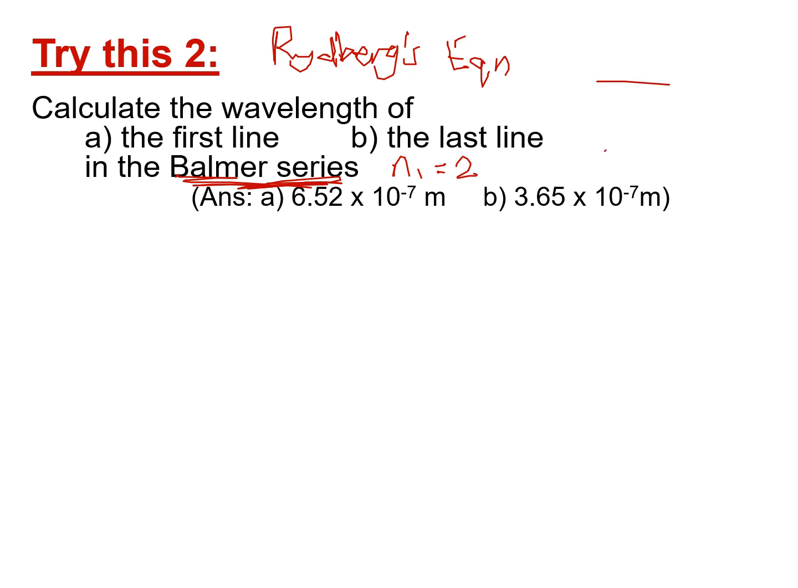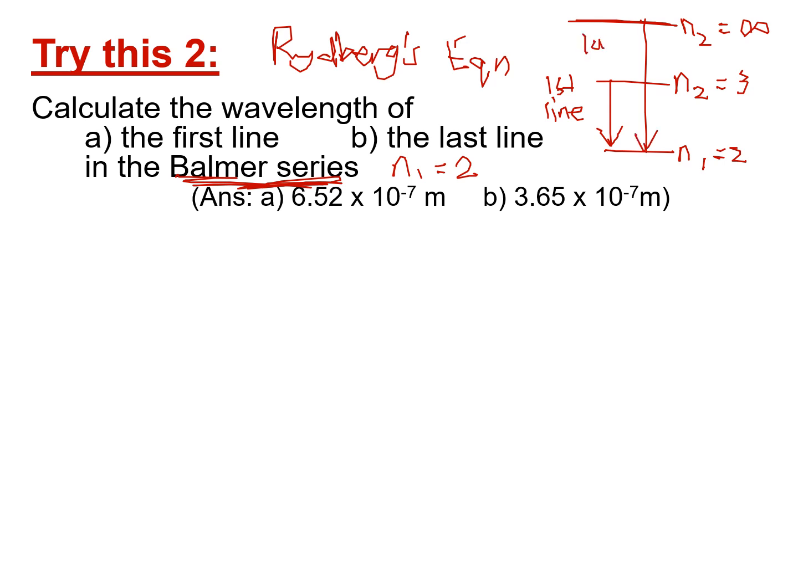Kalau first line bermaksud, kalau let's say the ground state equals to 2, makanya the first line ialah bila excited state dia equals to 3. Okay, so this will be the first line. The last line will be at the convergence limit. Okay, so bila at convergence limit, this will be the last line. So you kena kira dua benda yang berbeza ni.